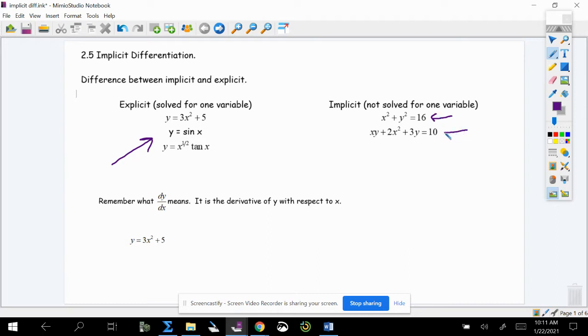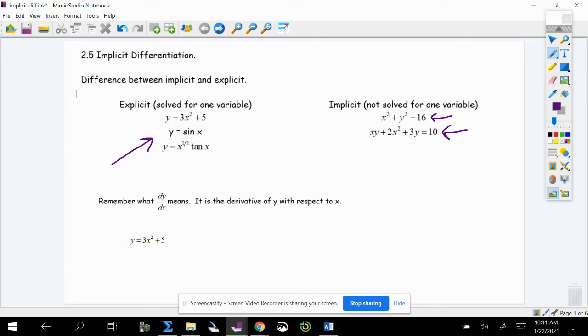And then you can run into ones that are basically a big mess of x's and y's all intermingled and jumbled together, and there's no way to actually separate them. I couldn't give you that equation and say, get x by itself or get y by itself, just because of the complexity of the equation. So to look at equations that are written implicitly, we have to have another technique.